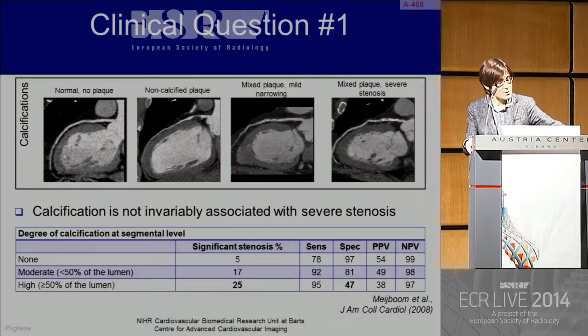So the clinical question we are trying to answer is in patients who undergo coronary CTA and are found to have some calcium in the coronary arteries. Calcium, as you all know, is a quite sensitive sign of atherosclerosis going on in the coronary arteries, but it's not a specific sign of having severe coronary artery stenosis at that level. Calcification is not invariably associated with severe stenosis.